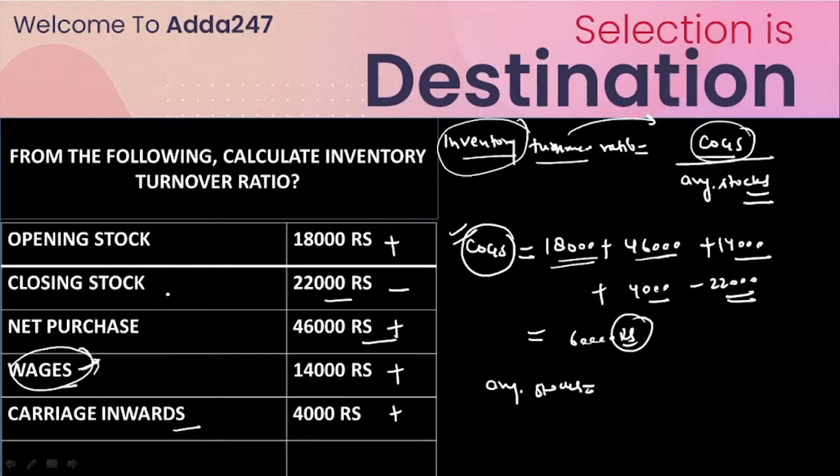All right, and if we have to find out the average stock, the average stock would be opening stock plus closing stock divided by 2, so that would be 18,000 plus 22,000 divided by 2. Just solve this and you will get 20,000 rupees average stock.